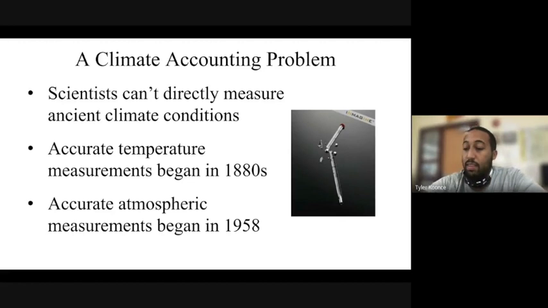So scientists can directly measure ancient climate conditions, so it's not like we're just guessing what's going on. In fact, there have been accurate temperature measurements that began in the 1880s, and accurate atmospheric measurements that began in 1958. This does not mean that this was the only time that these were around. We can use these different methods that we're going to talk about to go way, way back in the past, to build the bigger picture of what's going on with the climate.